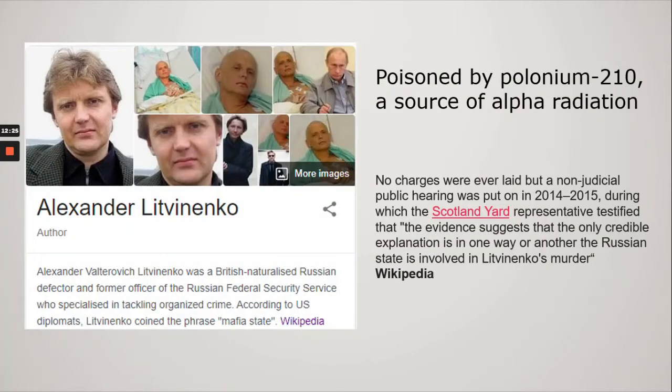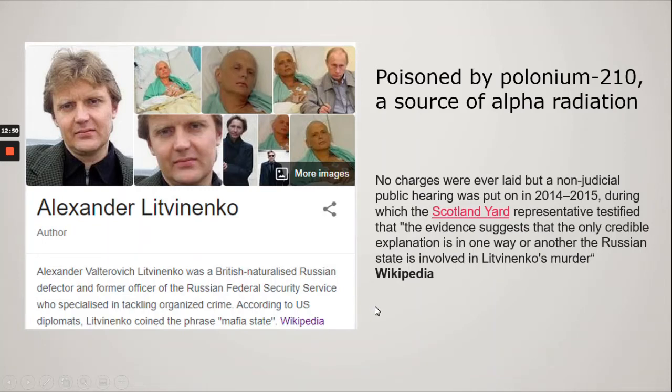So just an example of how dangerous alpha radiation is if it does come into contact with you. This happened quite a number of years ago, you guys probably haven't heard of it, but there was a famous case in the UK where Alexander Litvinenko died due to poisoning by polonium-210, which is a source of alpha radiation. So there's a little bit of information about him on this slide.